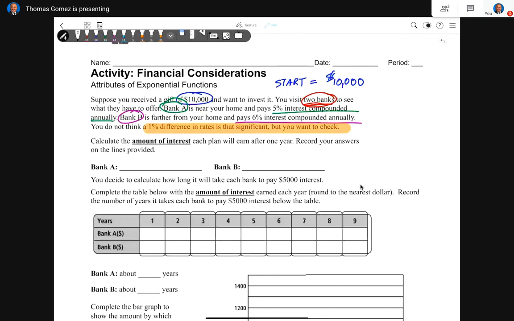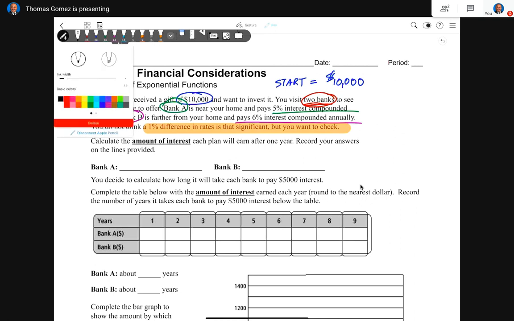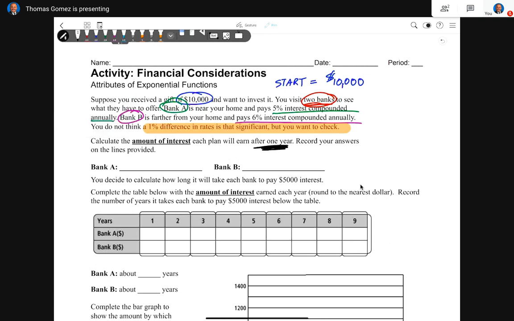Okay, so calculate the amount of interest each plan will earn after 1 year. We're going to record our answers on the lines below. So let's start with Bank A. Again, we started with $10,000, so that would be my starting value. Then I'm going to multiply by, again, we've got to start with that magic number 1, representing that 100%. And we're going to invest, and invest is adding, okay? When people invest, the natural default is that you're going to make money off of it. So it's going to be adding, so it'll be with a plus.